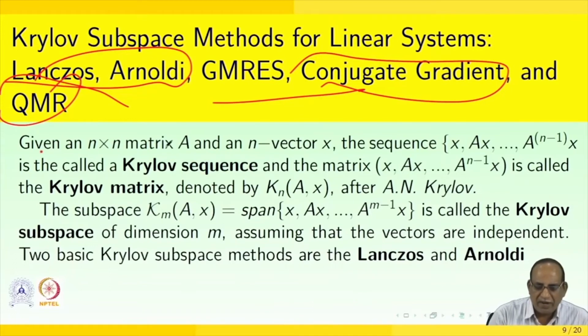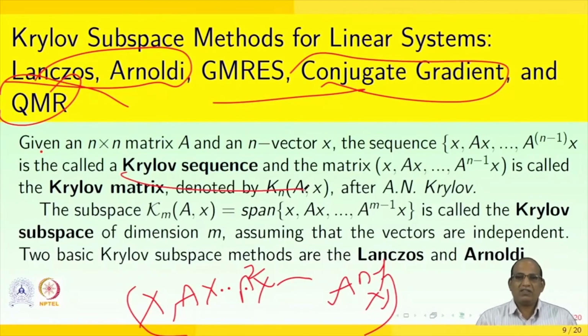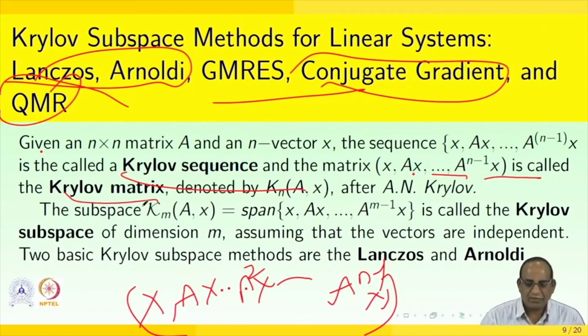So given an n by n matrix A and a vector x, the sequence x, Ax, A squared x, and so on up to A to the n minus 1 power x is what we call the Krylov sequence, and the matrix [x, Ax, A squared x, ..., A^(n-1) x] is called the Krylov matrix, which we also denote by the Krylov matrix of order n, A and x.